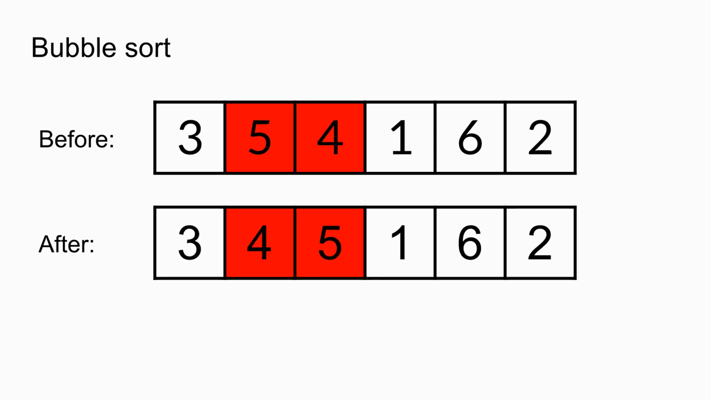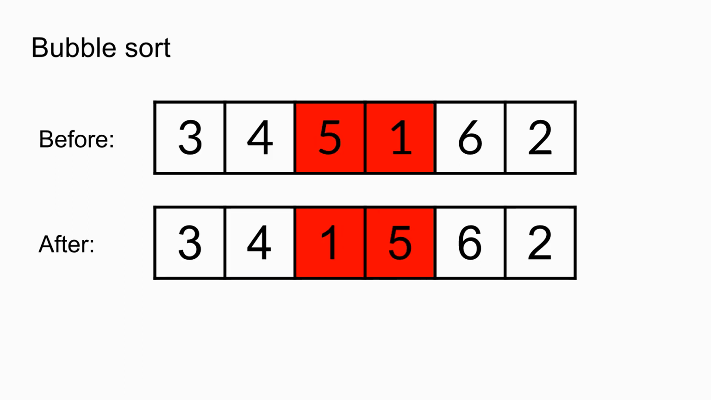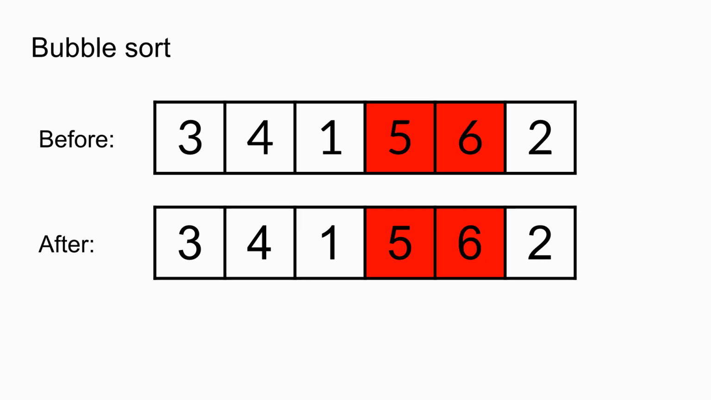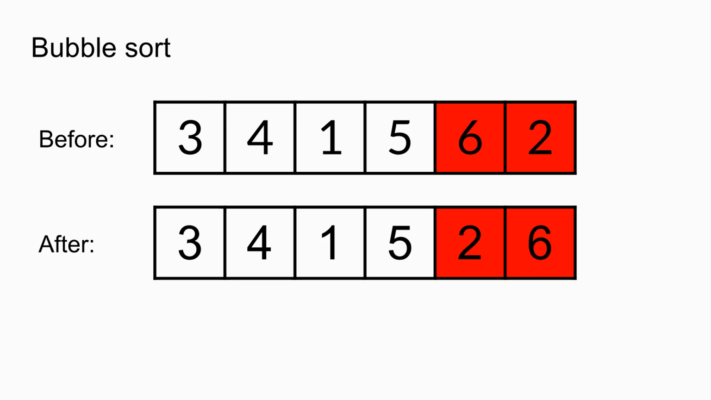And we carry on for each element in the array, so 5 and 4 we swap, 5 and 1 we swap, 5 and 6 we don't have to because 6 is already greater than 5, so 6 should come after. However, 6 and 2 we should swap. And what we end up with here is the biggest value has sort of floated up to the end, which is why it's called the bubble sort, because bubbles rise.